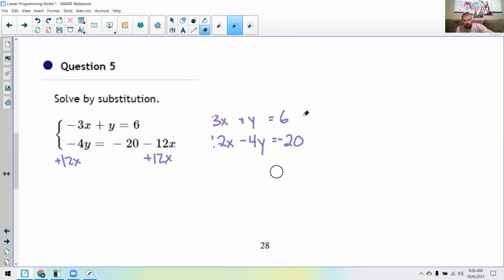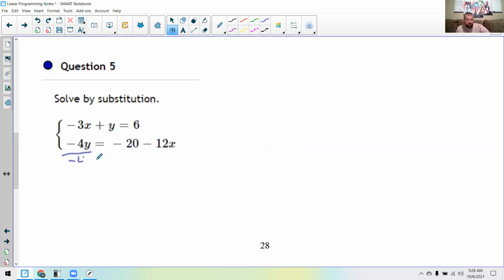Okay, but I'm going to stick with dividing both sides by -4. So I'll divide this by -4, this by -4, and this by -4. They're all divisible by -4, so it should be nice. So this equation becomes y equals -20 divided by -4 is +5, -12 divided by -4 is +3x. So now I have y equals 5 plus 3x.